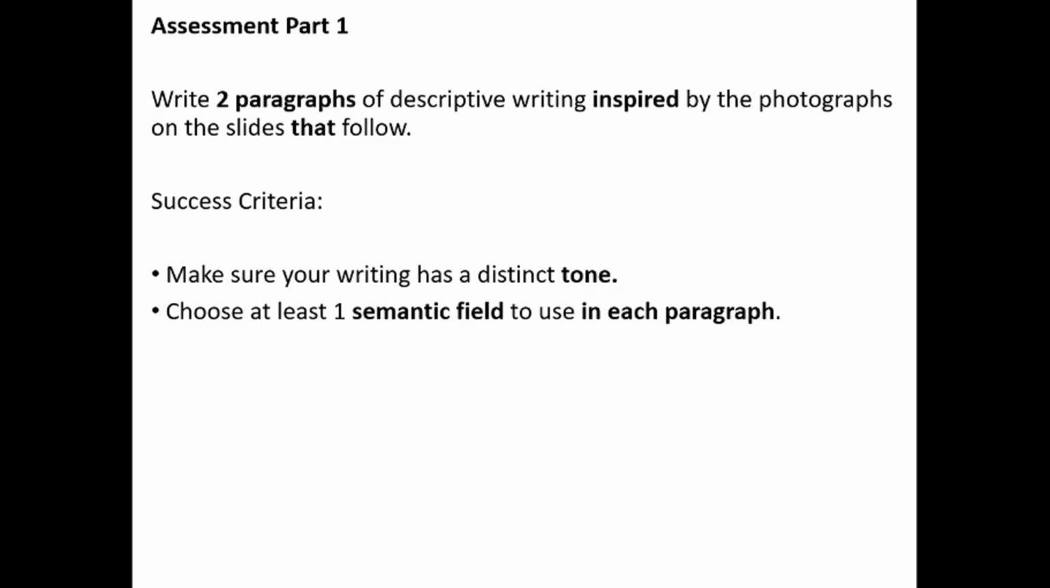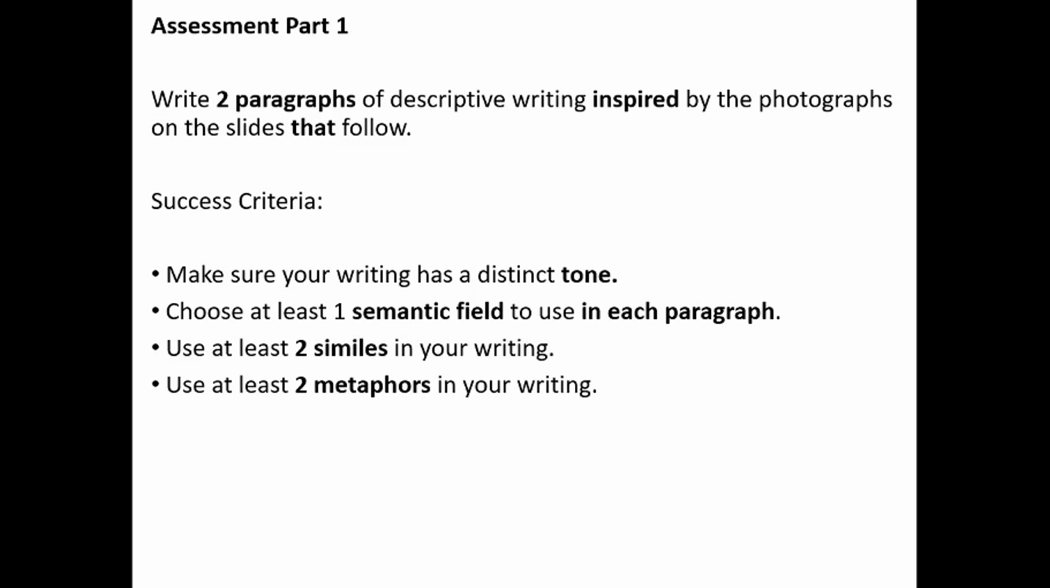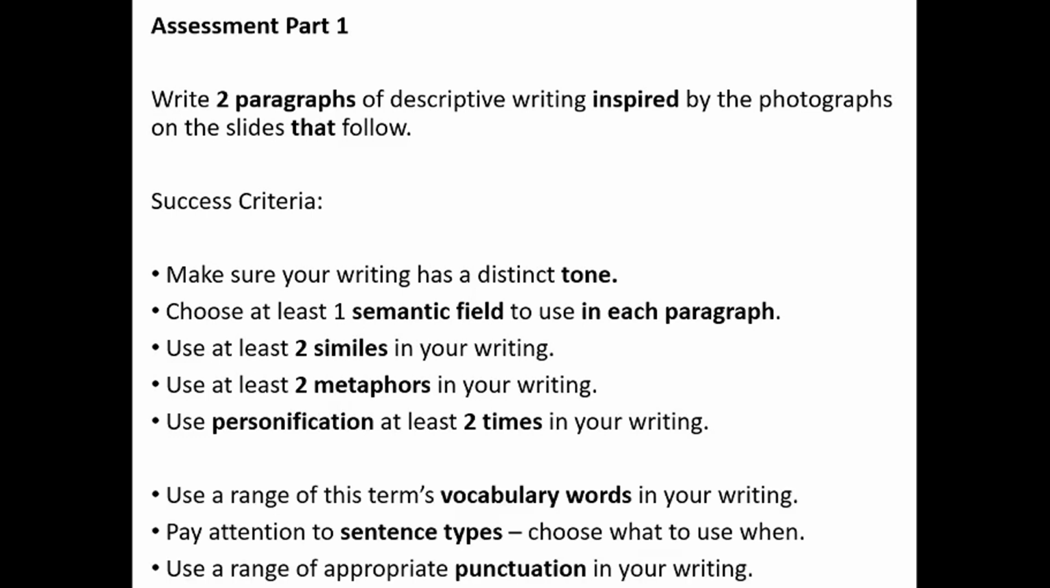So just a reminder of what my success criteria are, what your success criteria are even. You need to make sure your writing has a distinct tone. You need to use 1 semantic field per paragraph. You need to use 2 similes at some time in your writing. You need to use 2 metaphors at some time in your writing. You need to use personification at least twice in your writing. And then you need to be paying attention to vocabulary, range of sentence types, and range of punctuation as well.